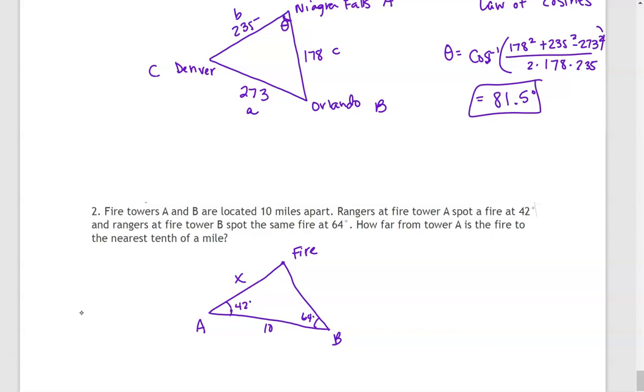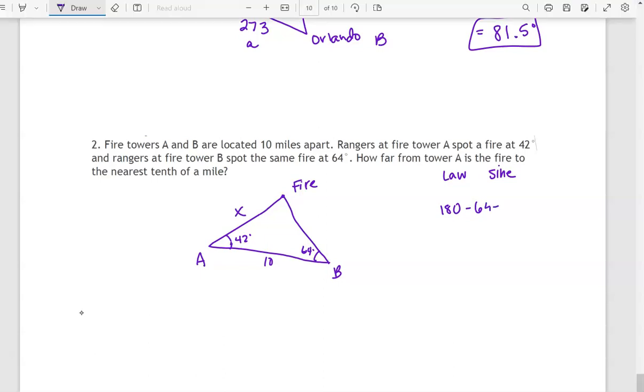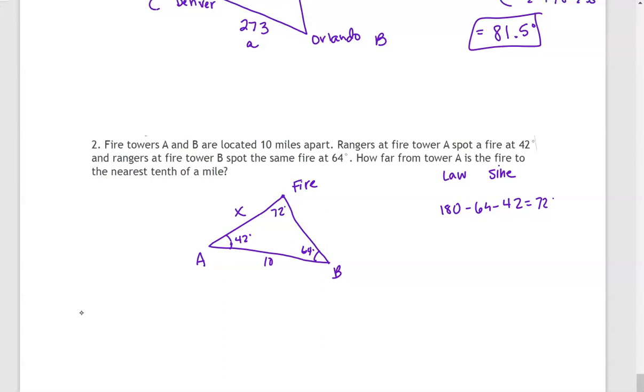So this one is going to be law of sines, because we've got our angles and what they're across from that we're working with here. So we can go ahead and figure out this angle by subtracting the two angles we do know, 64 and 42. So that would make it 74 degrees here. So we do have 74 degrees across from 10.